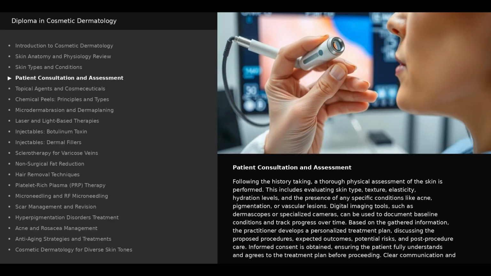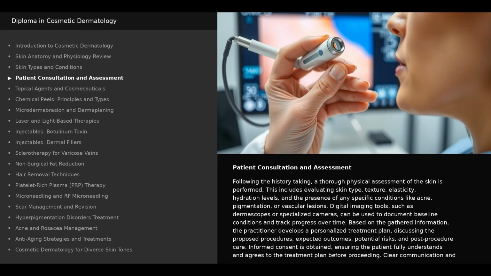Following the history taking, a thorough physical assessment of the skin is performed. This includes evaluating skin type, texture, elasticity, hydration levels, and the presence of any specific conditions like acne, pigmentation, or vascular lesions. Digital imaging tools such as dermoscopes or specialized cameras can be used to document baseline conditions and track progress over time.